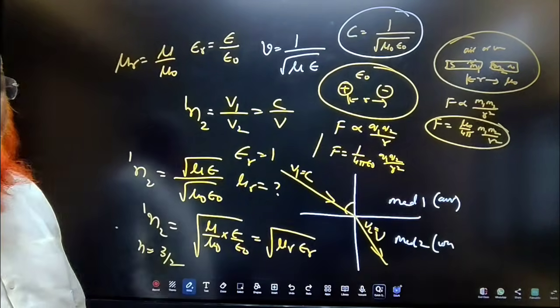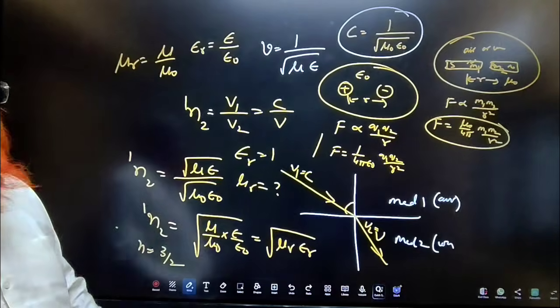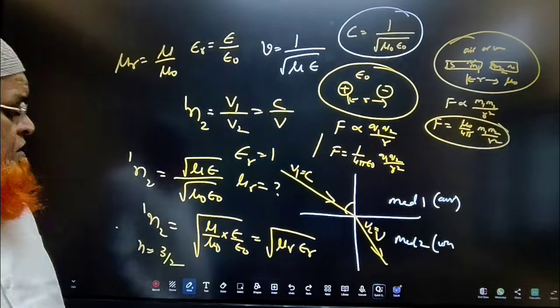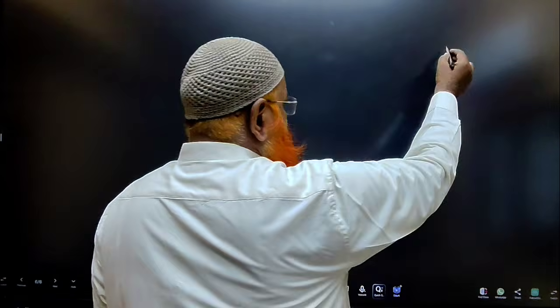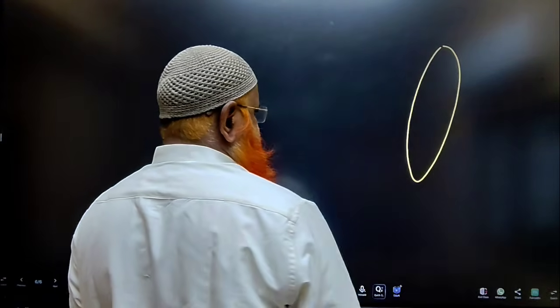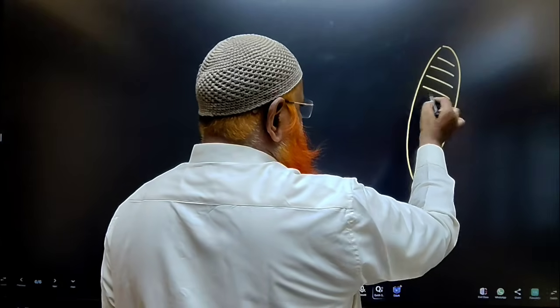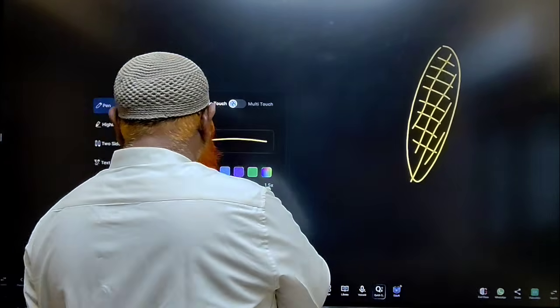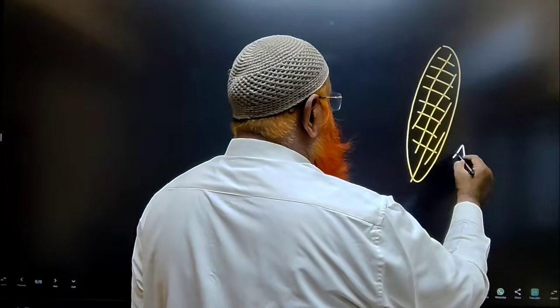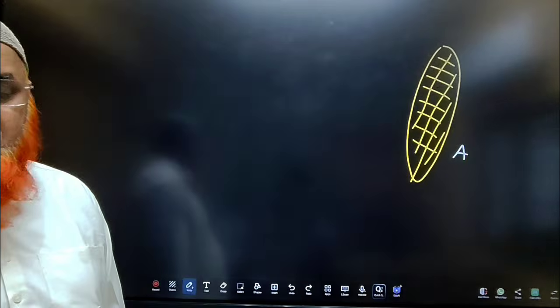So this is one more topic for your electromagnetic waves. What is the next topic here? Let us see the next topic. See, on any surface, let us imagine this is one surface, and this surface is having an area A.